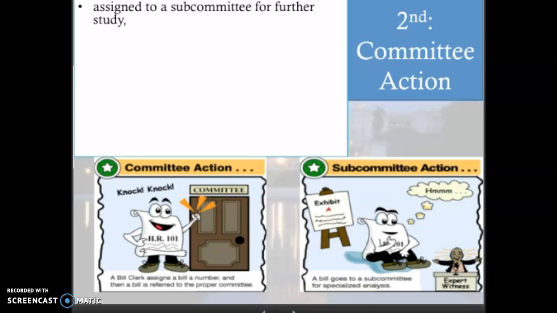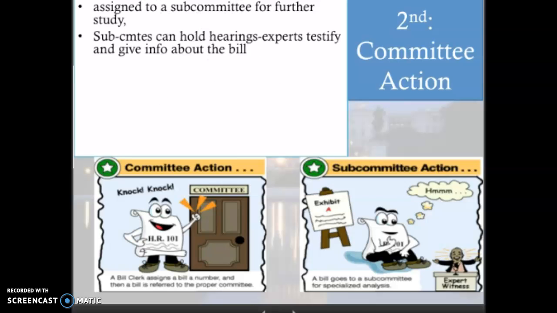So committee action: what happens is it shows up at the committee, and then the committee pushes it to an even further specialized subcommittee. That subcommittee is going to do more research, and part of what the subcommittee does is hold hearings. Hearings are when the subcommittee has experts come in and testify and give information about the legislation. That gives the subcommittee even more facts and data to write a better bill in the long run.